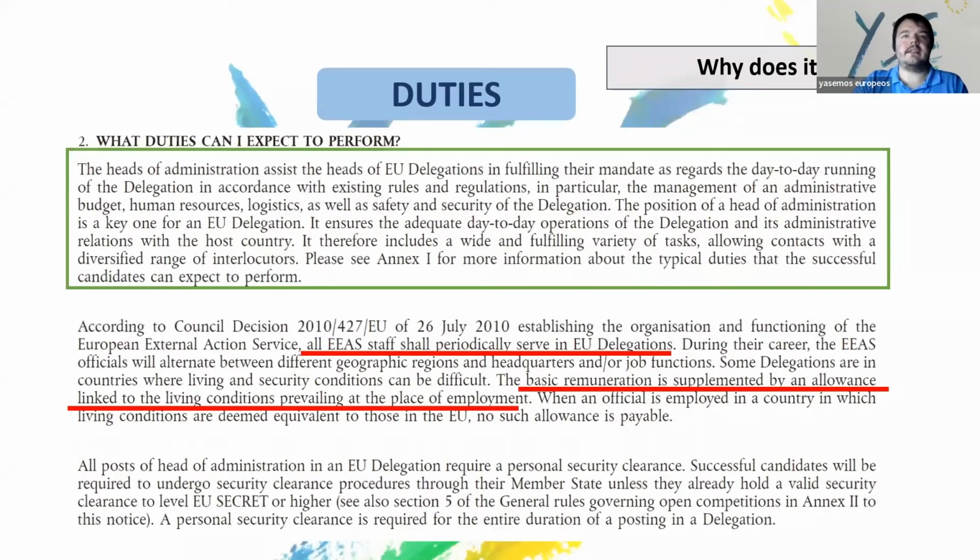Because that's something that is clear right from the beginning. I mean, EPSO, in the notice, right on the first page, says what duties you can expect to perform, indicating that you will be traveling all around the world and working in the EU delegations. So the good news and bad news is that you may end up working in very exotic places, but it is very unlikely that you will be working near home, because remember that the only countries that don't have an EU delegation are the member states.